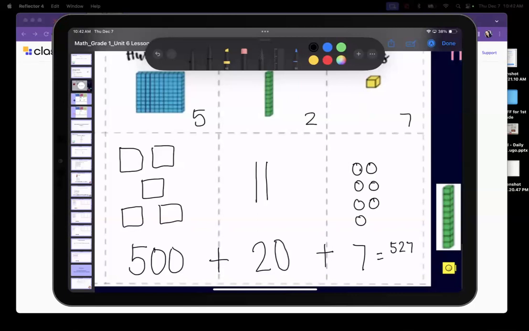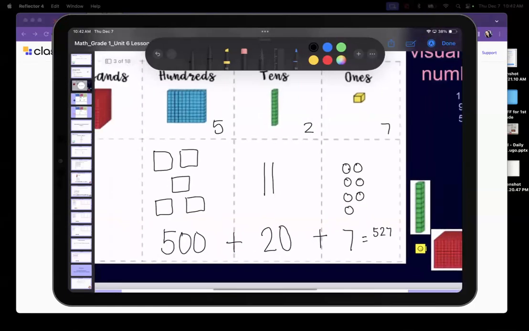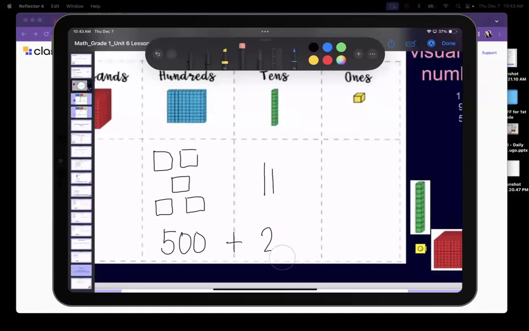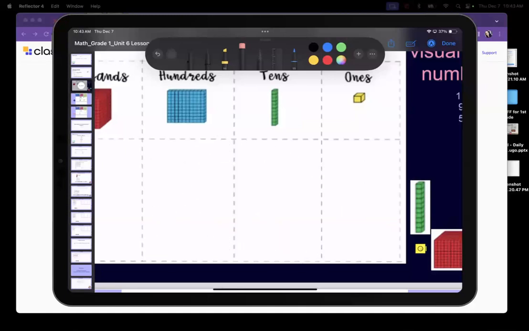Awesome work. Good job, Quinn. Good job, Rochelle. Okay, let's try one more. We're going to try one more today, okay? Here we go.